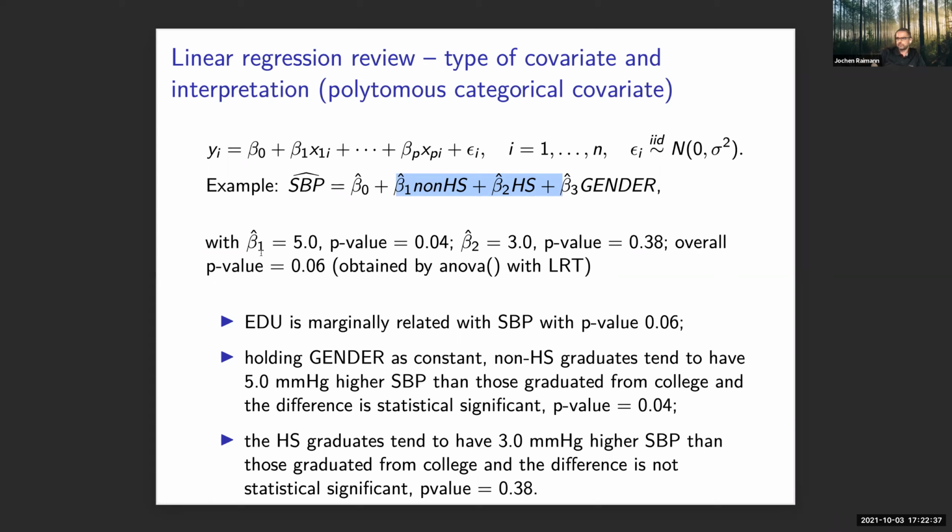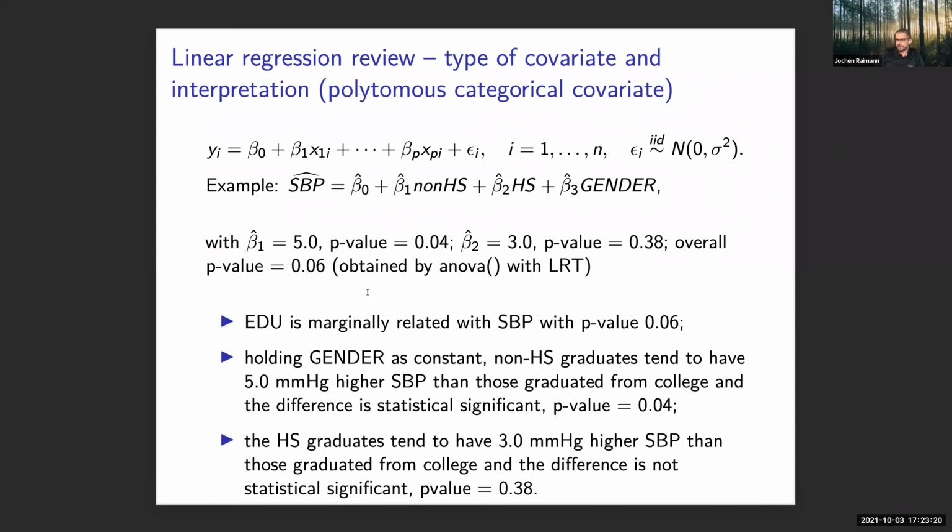So as an example, and you can play this example through, if you have a beta hat 1 of 5, you would have a p-value of 4%, a beta 2 hat of 2. So we have made this example and we have run this example, right? So EDU is now marginally related with SBP at a p-value level of 6%. Holding gender constant, non-high school graduates tend to have 5 millimeter Hg higher SBP than those graduating from college, and this difference is statistically significant at a p-value of 4%.